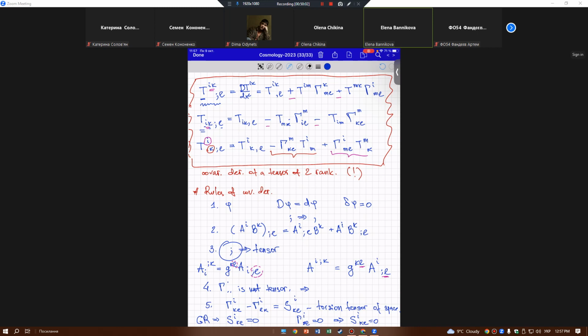But by the definition of a tensor, if a tensor equals 0 in one reference system, one coordinate system, it will be equal to 0 in any other reference system. Since this is a tensor and it's equal to 0 in one reference system, it means that this tensor should be equal to 0 in any reference system. And it's a proof that the torsion tensor equals 0.